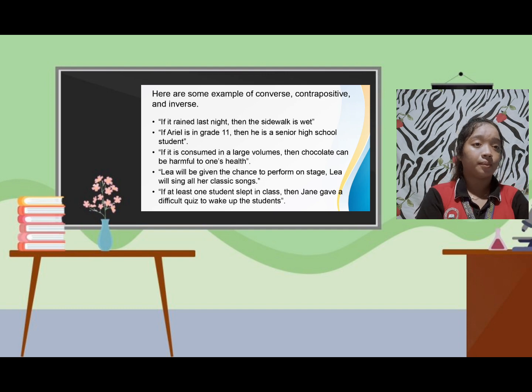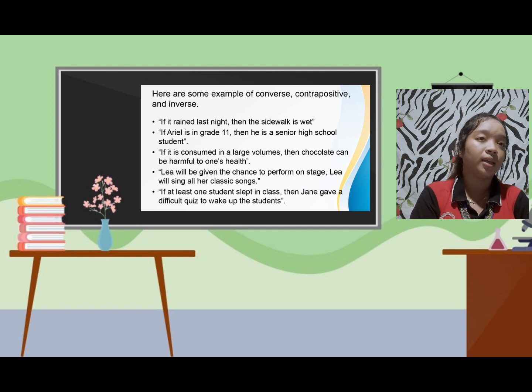Our Q is the sidewalk is wet, right? And our P is it rained last night. So in the contrapositive, we need to put the negation of Q implies the negation of P. So if the conditional statement is, if it rained last night, then the sidewalk is wet, our contrapositive will be: if the sidewalk is not wet, then it did not rain last night.